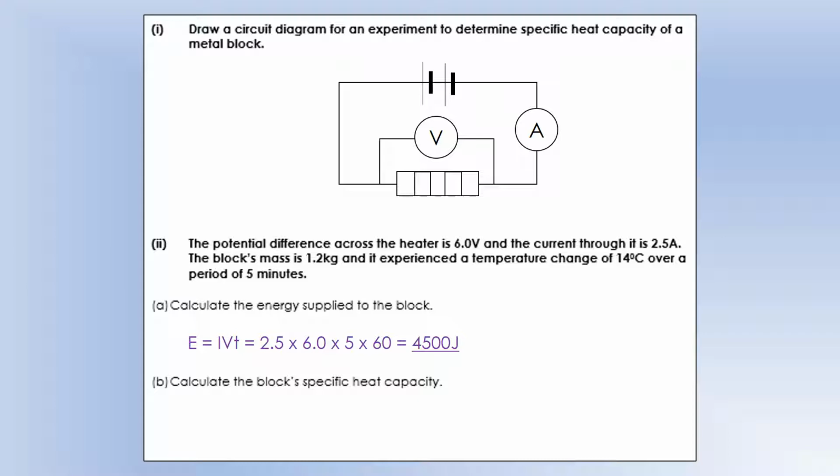And now we know how much energy we've supplied and we know its mass and its temperature change. We can figure out what the specific heat capacity is by rearranging that equation there, plugging our numbers in, and giving us the specific heat capacity. It's actually 267 and so on, but 2 sig figs is more than enough here.